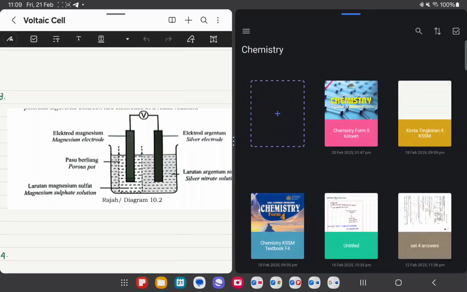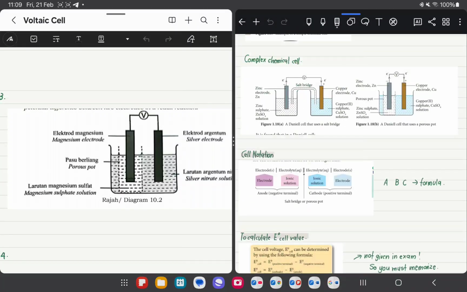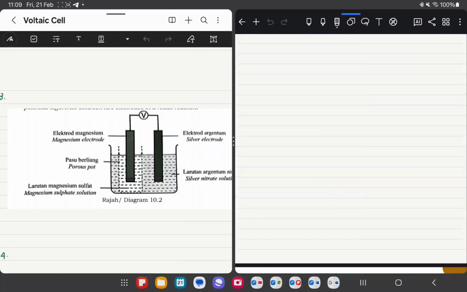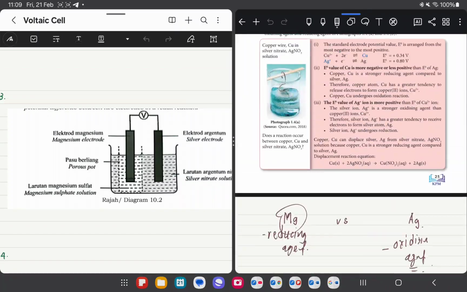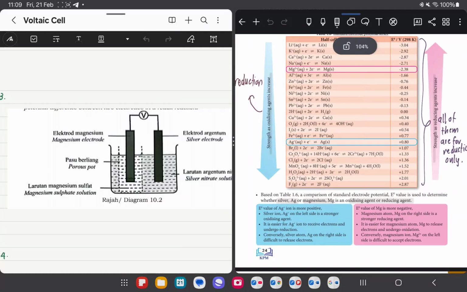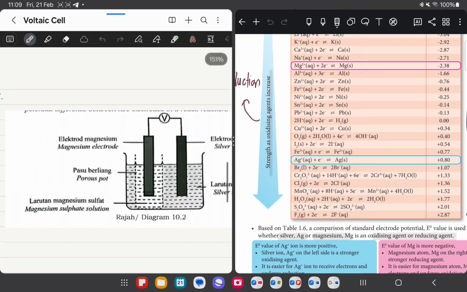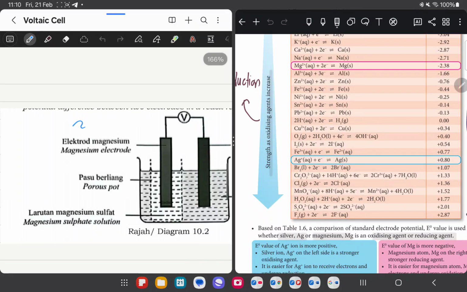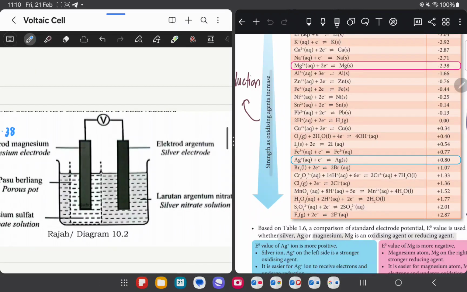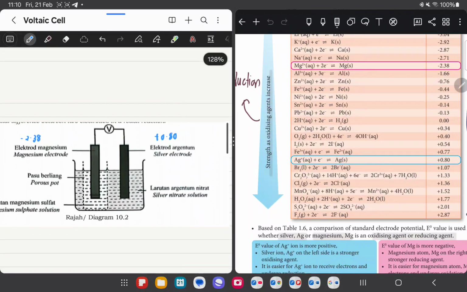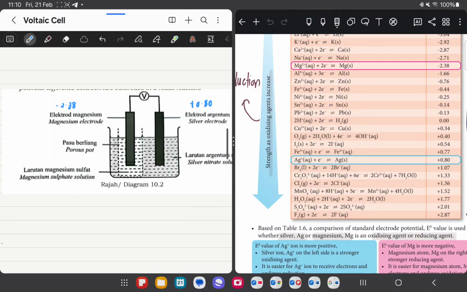Open your textbook. Okay, so textbook. Let me go to this page. Okay, you can see here, I have magnesium and argentum. Try to see magnesium first. Magnesium is negative 2.38, right, at the magnesium electrode, negative 2.38. And then your argentum is positive 0.80. After you write this, then go back to your question.